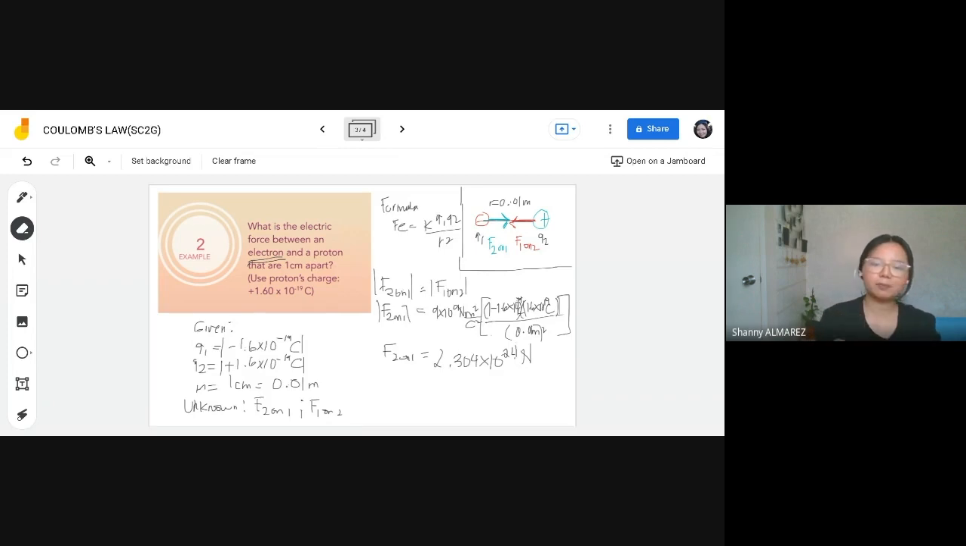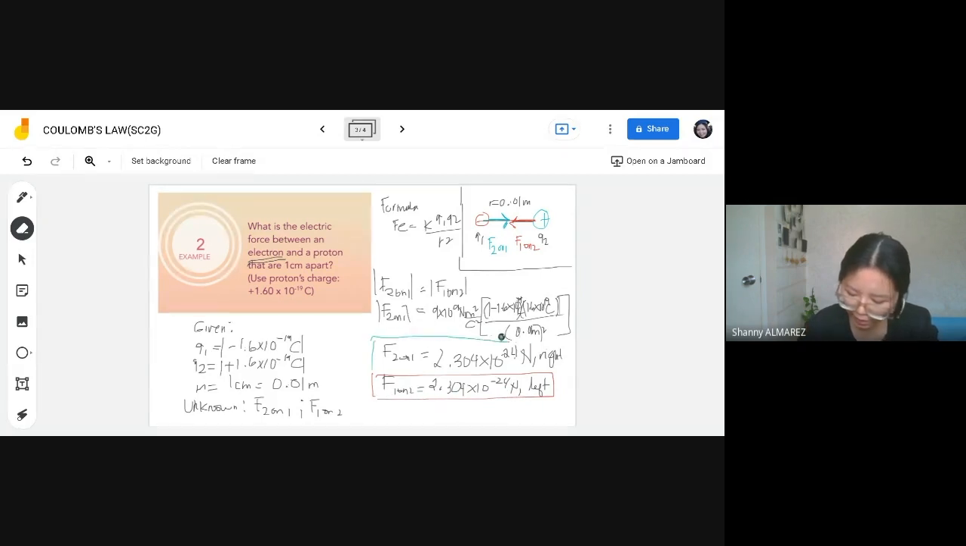So, saan siya? F2 on 1. So, we can say that it is towards right. Yung F1 on 2 naman, the same amount or the same magnitude. However, we can say that this is towards left. Okay, so, ayan na ang ating final answers. F2 on 1, this is now F1 on 2, itong color red. F2 on 1, the color. Ayan. Okay? Kuha? Nagets na?